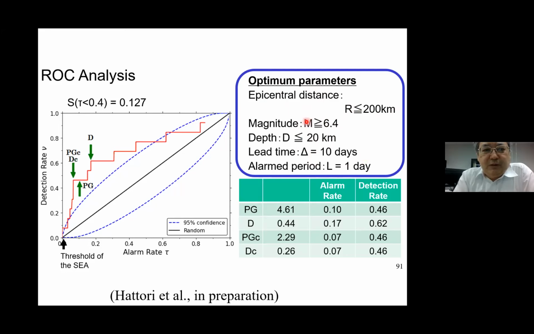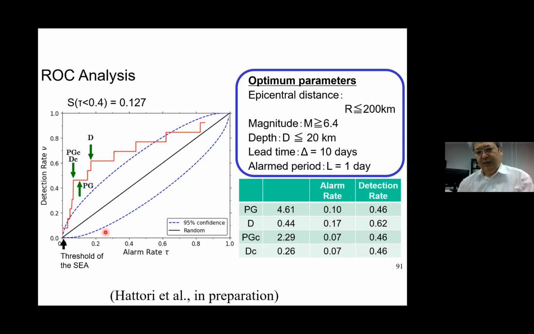And due to these parameters, okay, D and PG: D is the distance from random guess. PG is the gain from random guess. PDC is the confidence level. And the result is given here. Okay, alarm rate is about 10%. And detection rate, success rate, is about 50%.